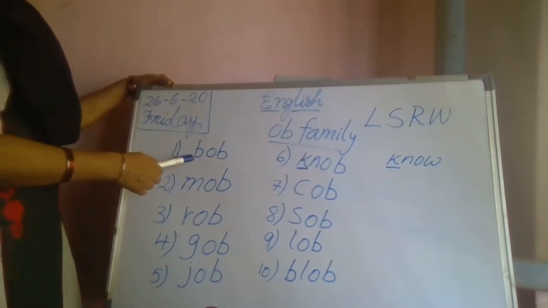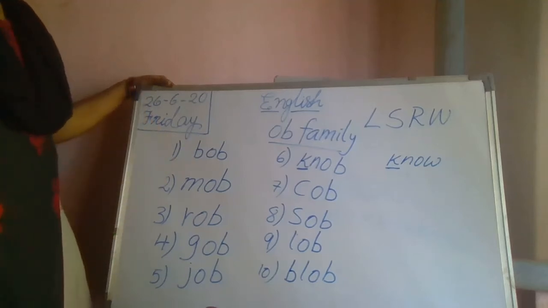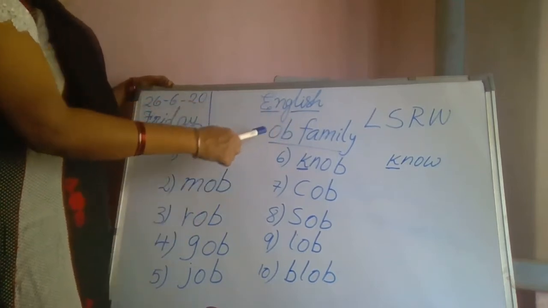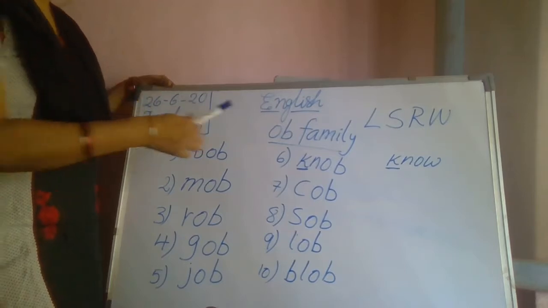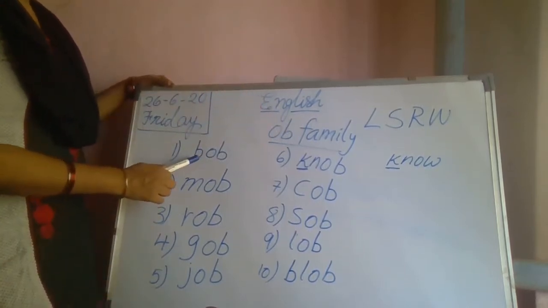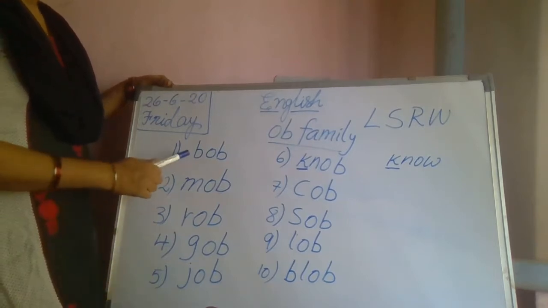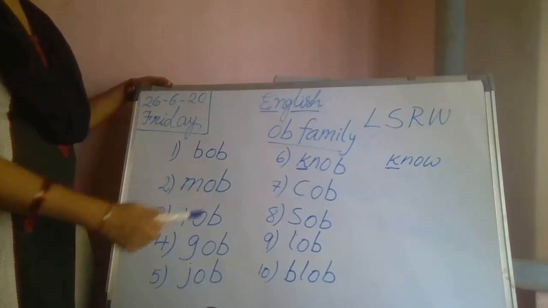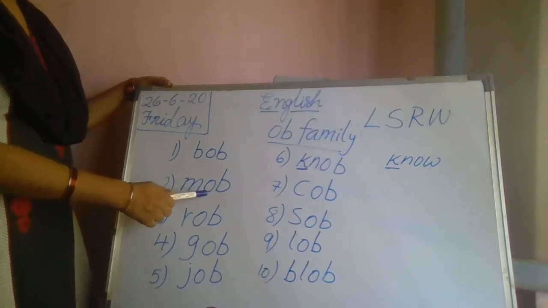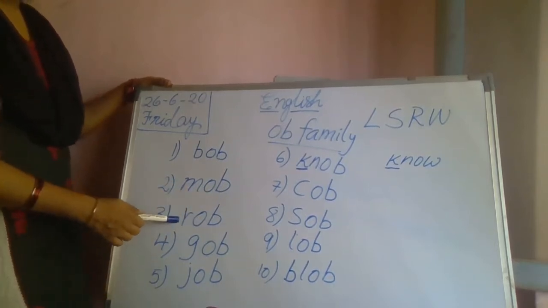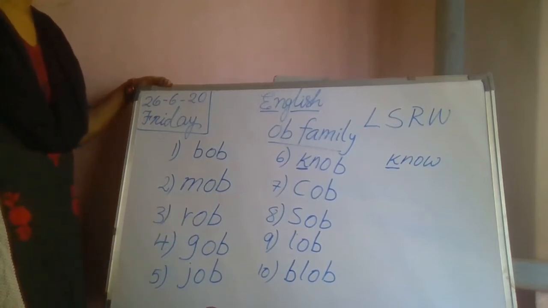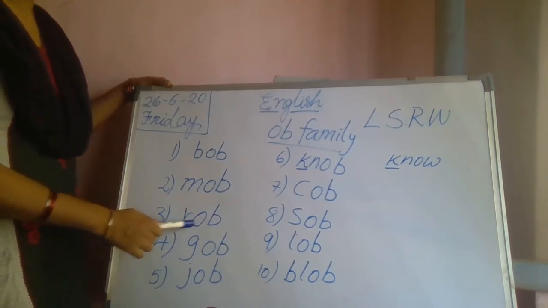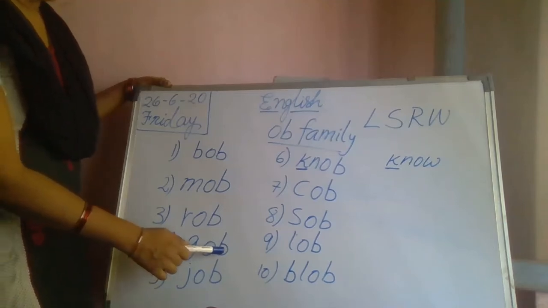Okay, now, once again, I will explain how to pronounce these words. Listen carefully. B, O, B, bob. First of all, what is this family? Ob family. How can we create words with ob? And how can we pronounce the words with ob? B, O, B, bob. M, O, B, mop. R, O, B, rop. R gives the ra sound. G, O, B, gop.